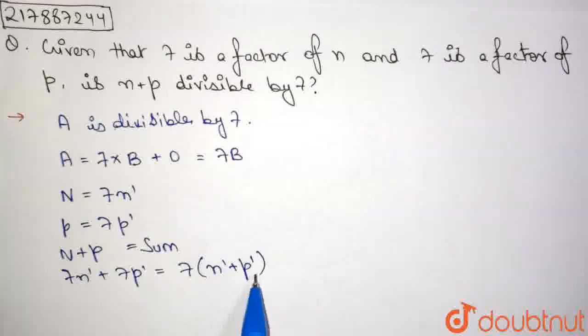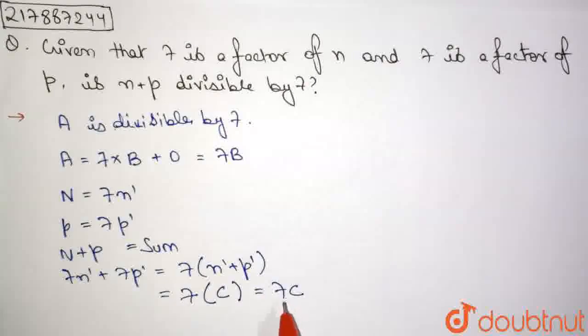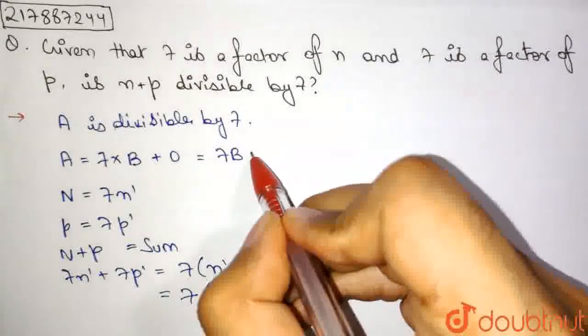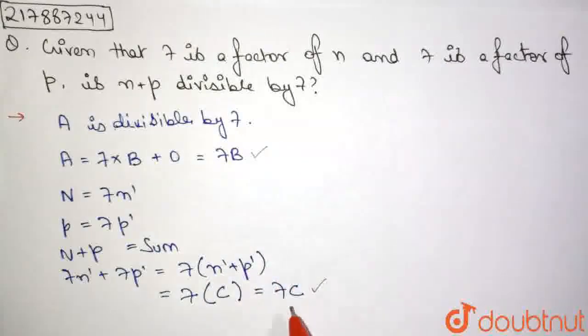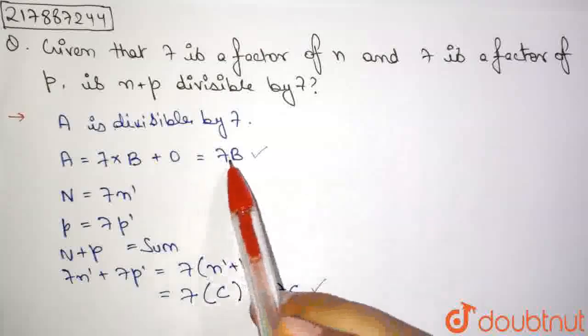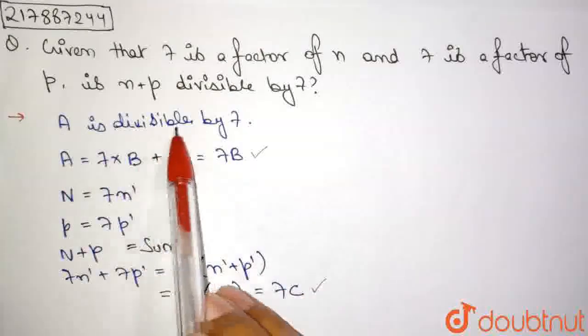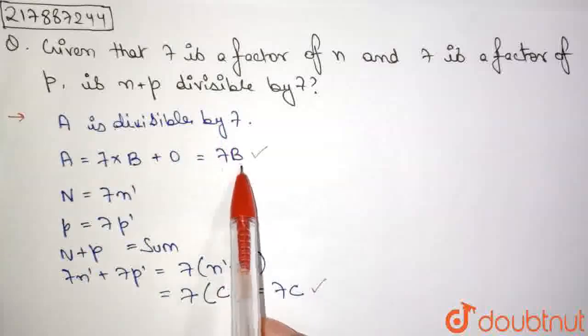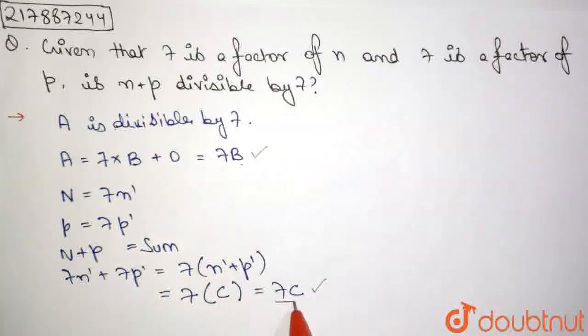And these are some arbitrary numbers n dash and p dash, so I can again write this as 7 times some number c, which is equal to 7c. Now if you notice, the 7c is of a similar form like 7b, right? That means the number which came out after adding these two numbers is 7 times of something, and if you match with the initial observation that we took, that if a is divisible by 7, we can write it as 7 times some other number.